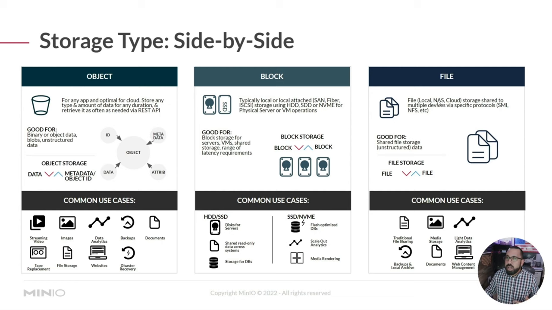And then file storage, local NAS or cloud storage, is shared to multiple devices via specific protocols like SMB, NFS, and others. This is good for shared file storage, unstructured data, and is written and read as the file itself. This is good for traditional file sharing, media storage, light data analytics, backups and local archive documents, and of course, web content management, as mentioned earlier.